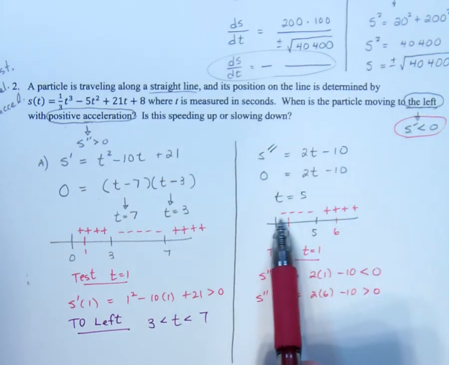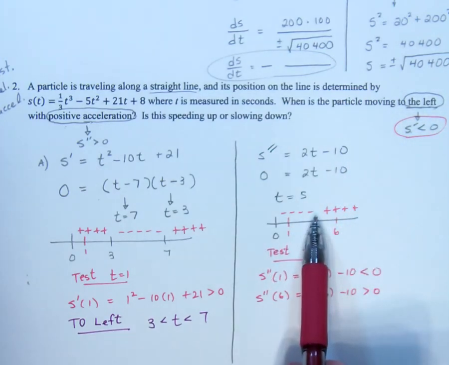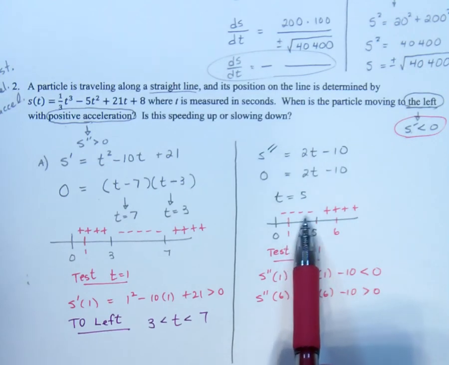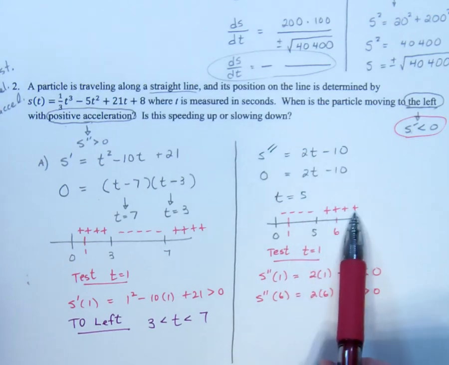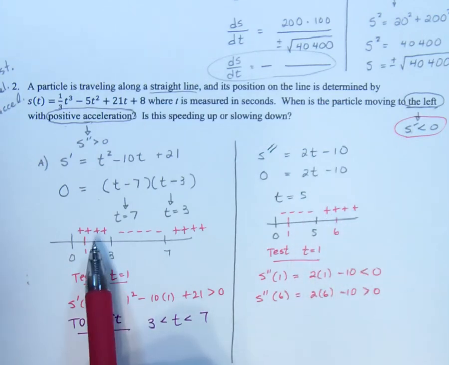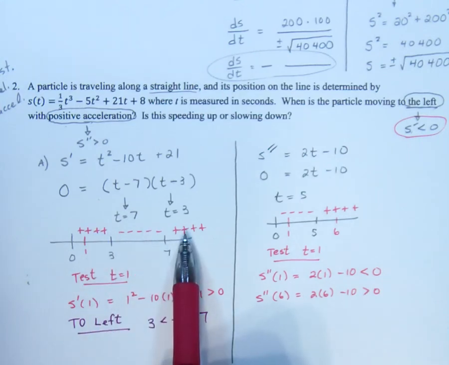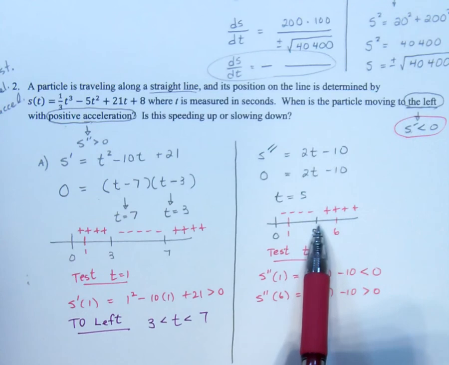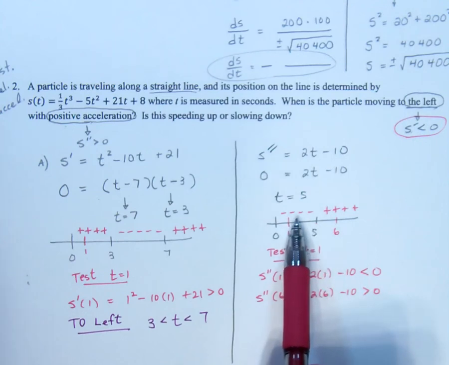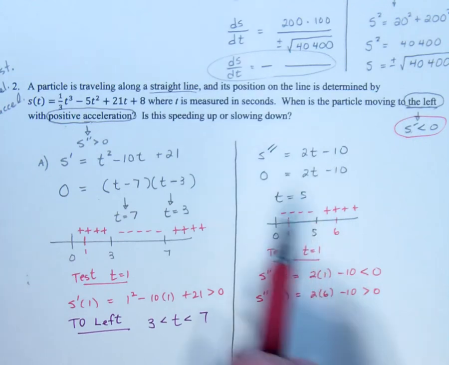So this interval tells you it's negative acceleration, which in plain English we call deceleration or slowing down. So here it's slowing down, here it's speeding up. So it's going to the right, and then to the left, and then to the right. And on the interval from 0 to 5, it's slowing down.